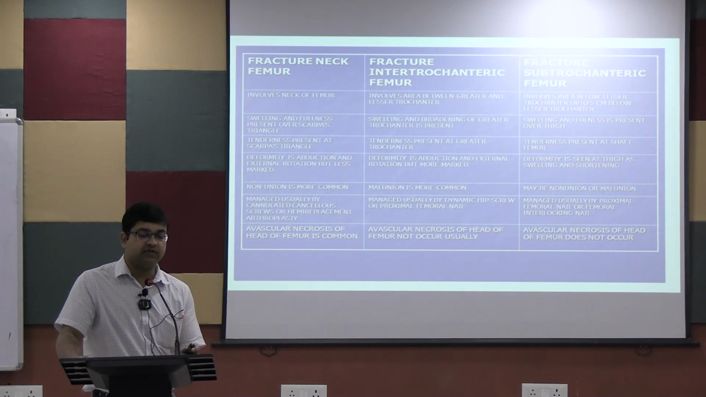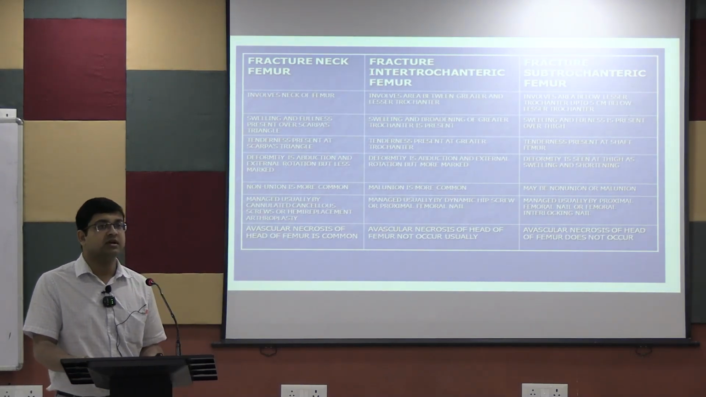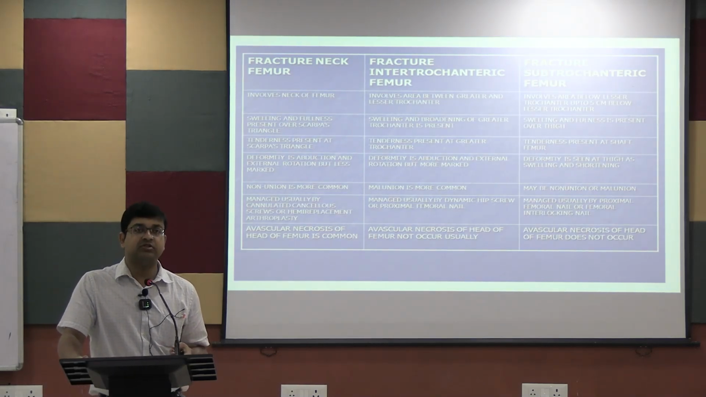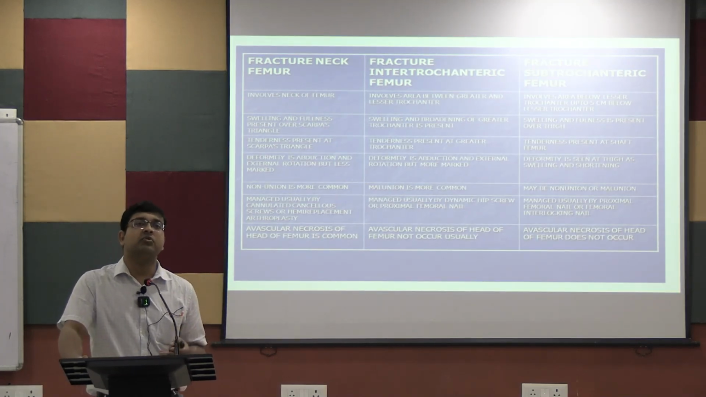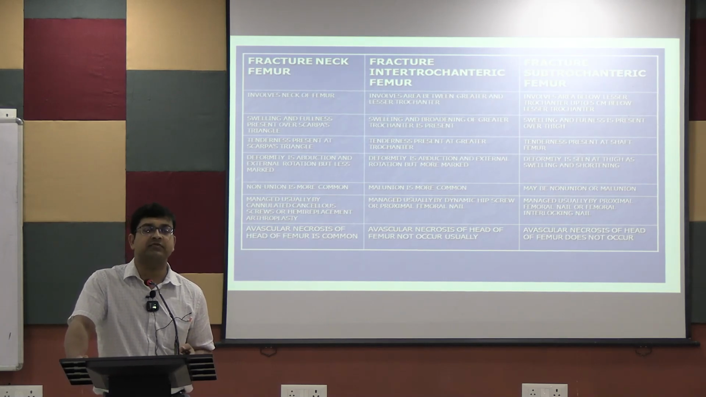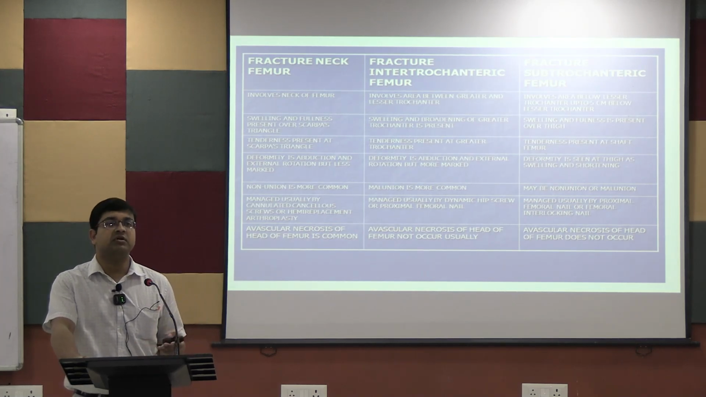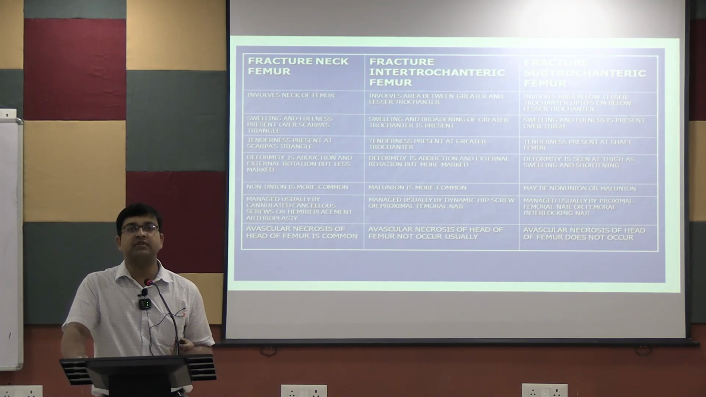So what is the difference between the fracture neck of femur, IT fracture, and subtrochanteric femur fracture? First of all, what is the age distribution? Age distribution in neck of femur fracture, it usually occurs in an older age group, like 45 to 65 years or 70 years of age group. And intertrochanteric femur fracture usually occurs in a more elder age group, like 60 to 85 years of age group. And subtrochanteric femur fracture occurs in a younger population.